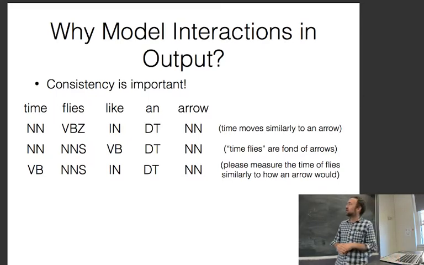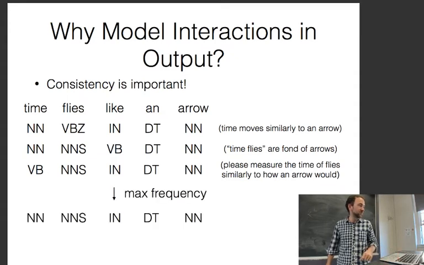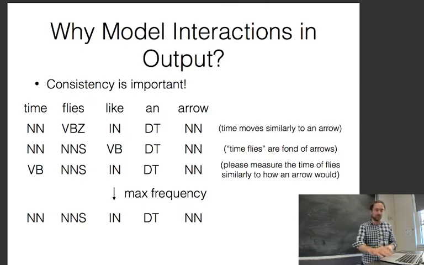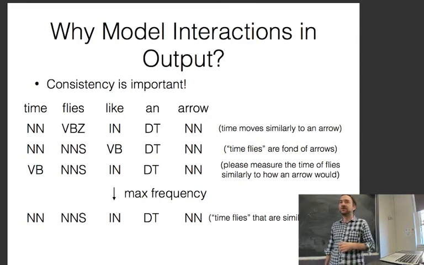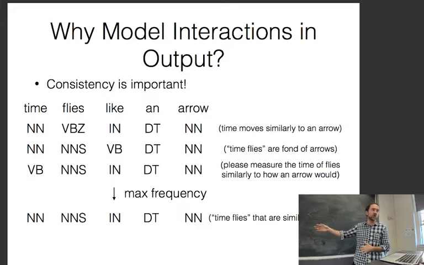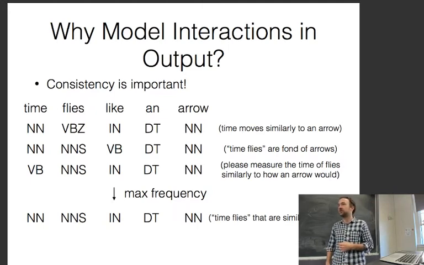One of the interesting things here is all of these vary a little bit, right? And if you look at the majority class for any of the part of speech tags and take the maximum frequency, you actually get something totally different. So what this is saying is time flies that are similar to an arrow. It's not even a complete sentence. It's lost its verb. So by seeing this, you can see that there are lots of consistent part of speech tagging sequences. But if you look one by one and make independent classifications, you might get something that isn't consistent, or that isn't one of the things that you expected. So because of this, structured prediction is at least ostensibly important.